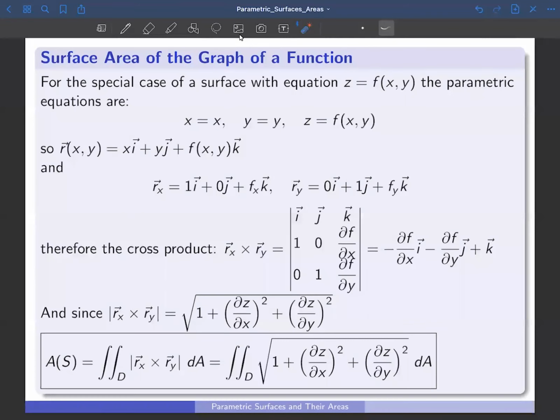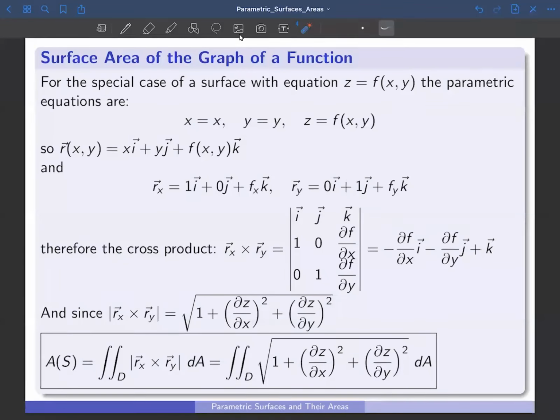In this video, we'll talk about the surface area of the graph of a function. So in the special case where we have a surface with the equation z equals f of x comma y, it can be parameterized by the equations x equals x, y equals y, and z equals f of x comma y. And therefore, the vector function of the surface is equal to x times the vector i plus y times the vector j plus f of x comma y times the vector k.